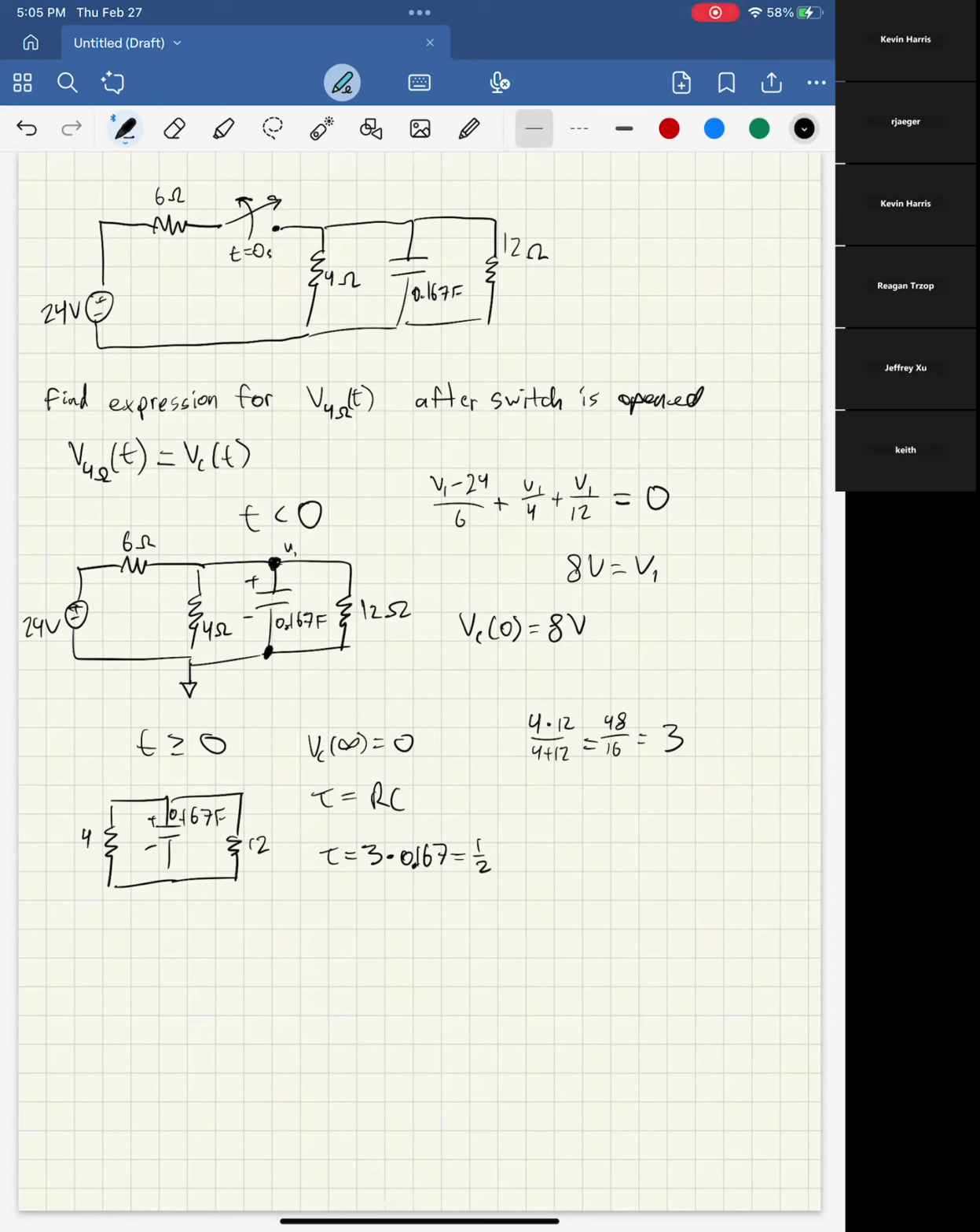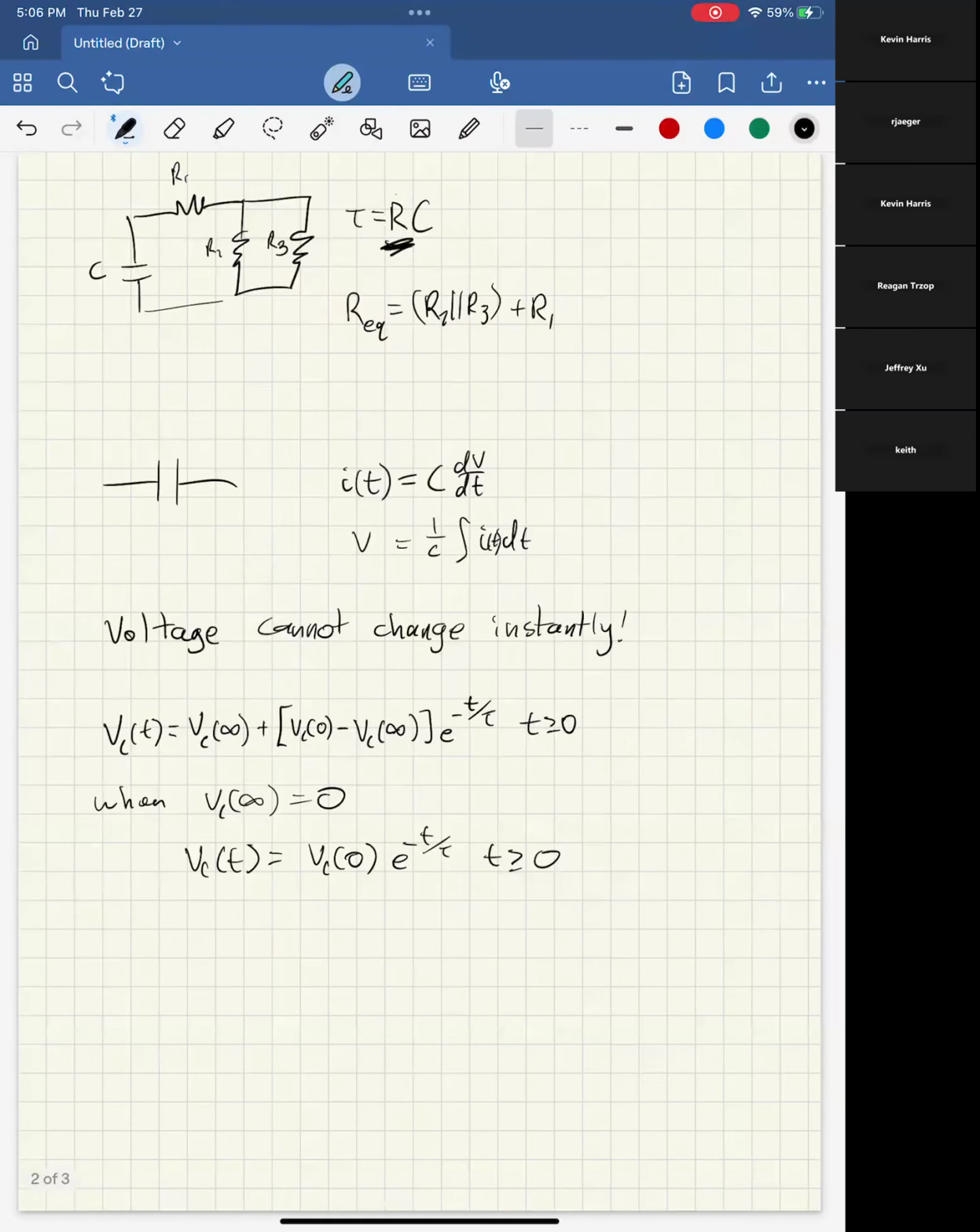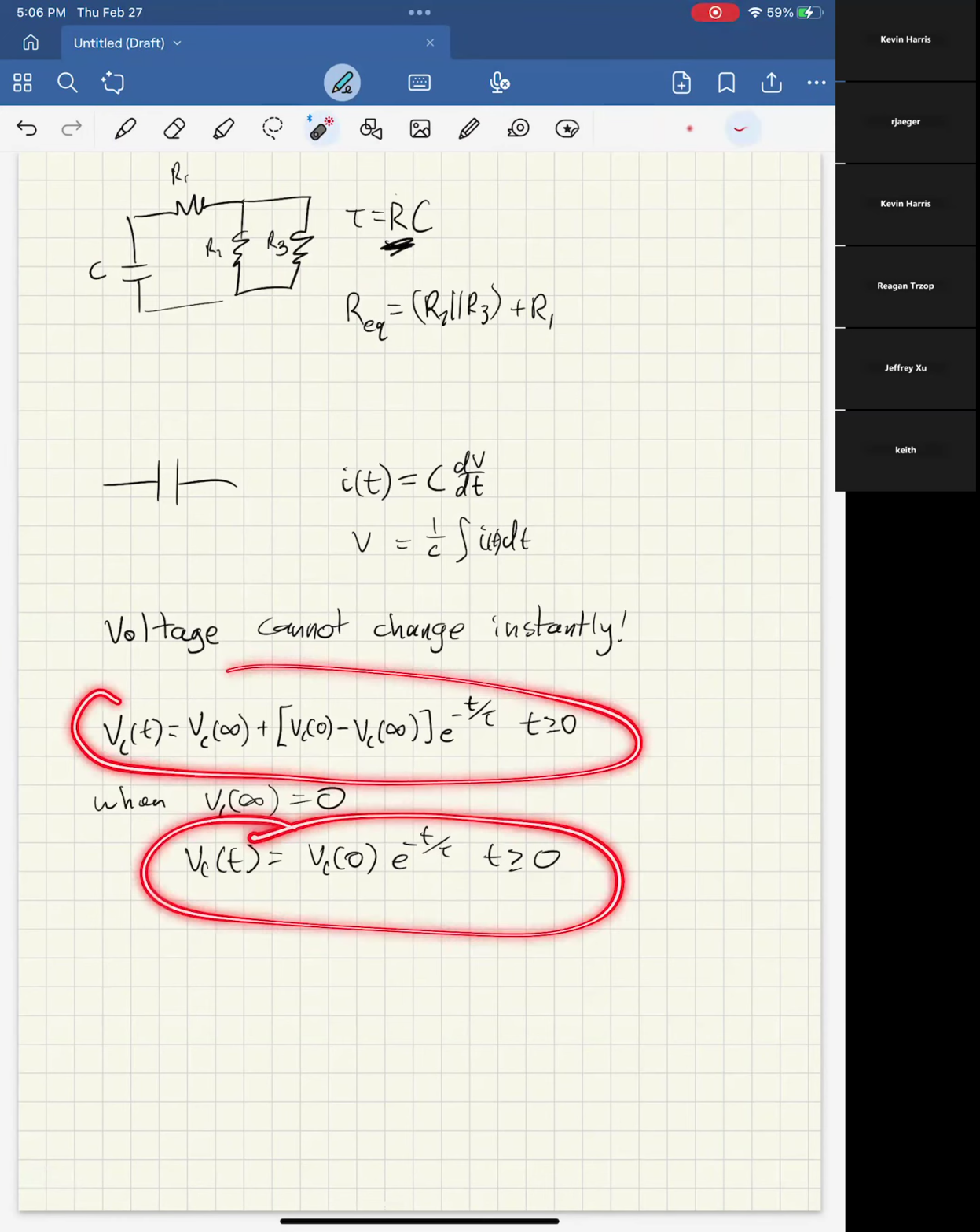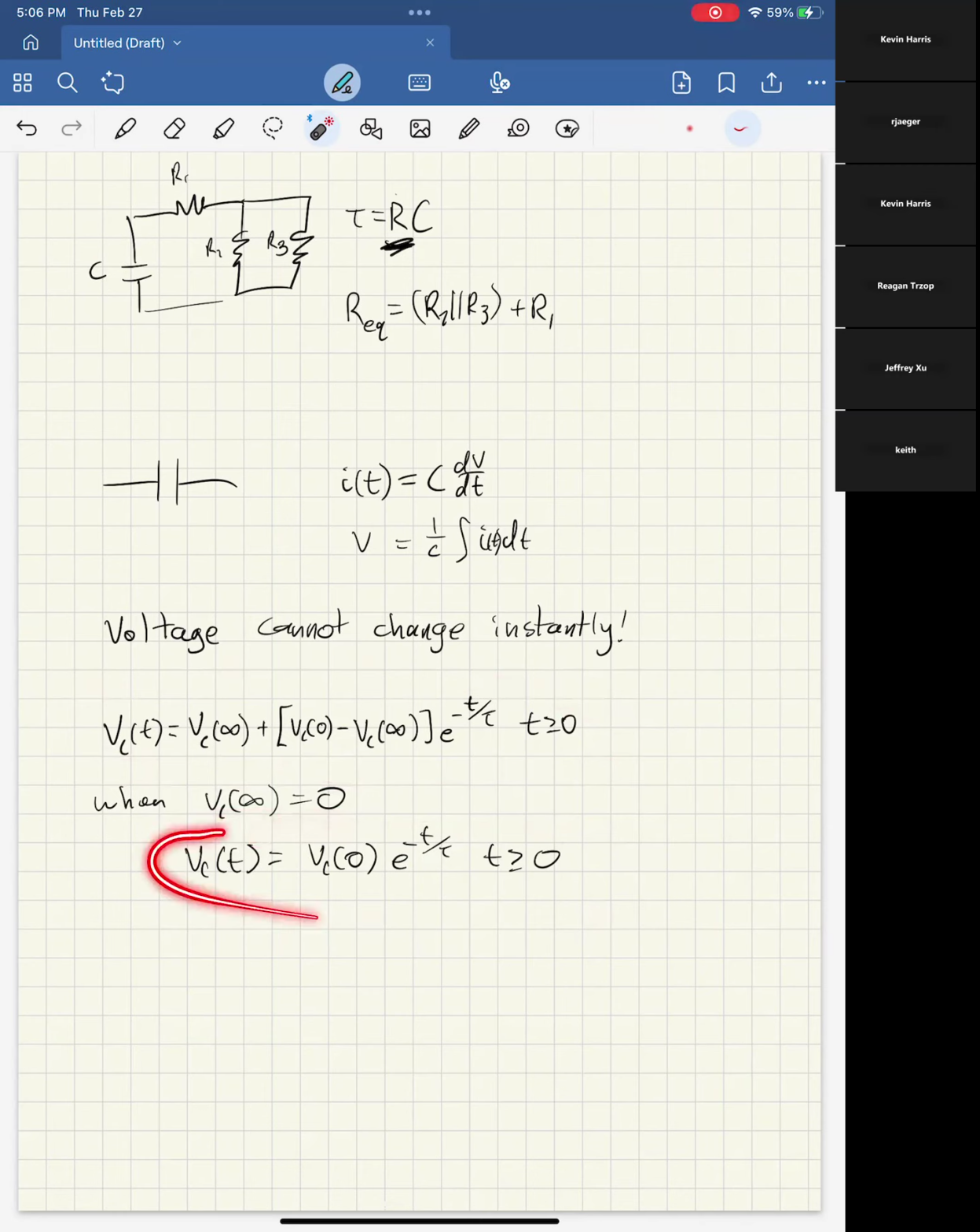And then, moving on, we now have all the information necessary to write that equation. So we can say VC of, or I guess if we want to be technical about the question, V of 4 ohms of t equals VC of t equals, and then we're going to fill in that equation. So you can think of it as either of these two equations. In this case, since we have VC of infinity equaling zero, we can just use this equation, right?